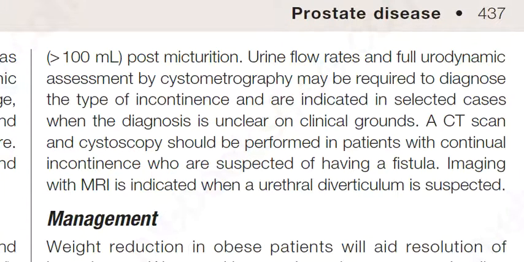Urine flow rates and full urodynamic assessment by cystometrography may be required to diagnose the type of incontinence and are indicated in selected cases when the diagnosis is unclear on clinical grounds. A CT scan and cystoscopy should be performed in patients with continual incontinence who are suspected of having a fistula. Imaging with MRI is indicated when a urethral diverticulum is suspected.